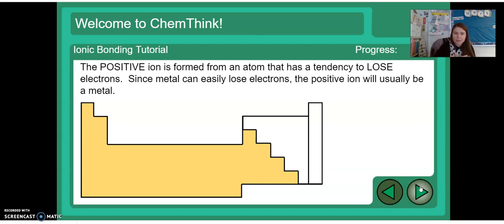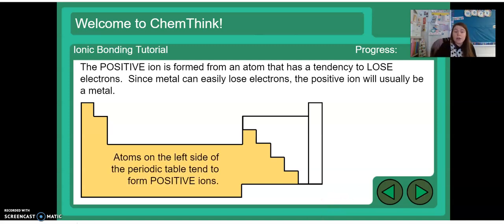Since a lot of metals are on the left-hand side of the periodic table, we know that those are going to have lower numbers of valence electrons, and those metals are going to more easily lose those electrons to other atoms. When that happens, they create a positive ion, a cation. So positive ions are going to almost always be metals, and they're going to be on the left-hand side of the periodic table, this orange space that we see right now.